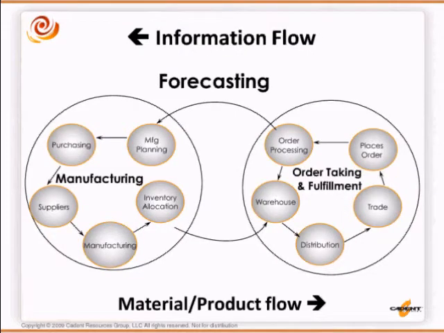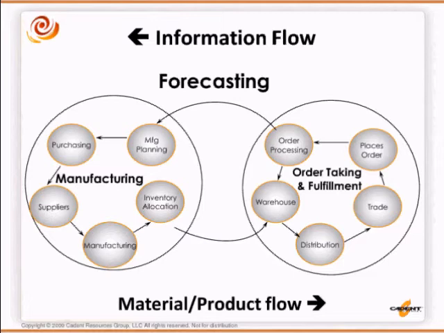Now, if you look at this picture, you'll see that as we move from right to left, we've got information flowing. We place an order, the order's processed, the order's released to the warehouse. That's all information, a forecast, a demand plan. That's nothing but information moving from the customer service part to the manufacturing part. And then communicating the manufacturing plan to purchasing, and then the release of orders to suppliers and finished good contract manufacturers. That's also information.